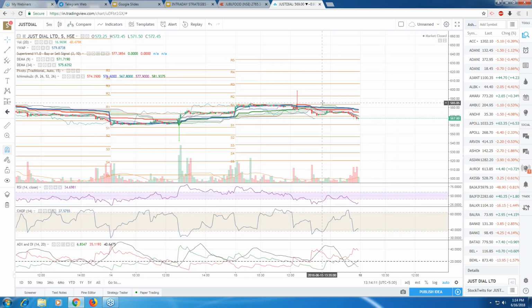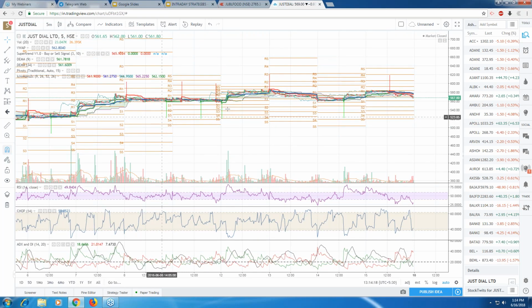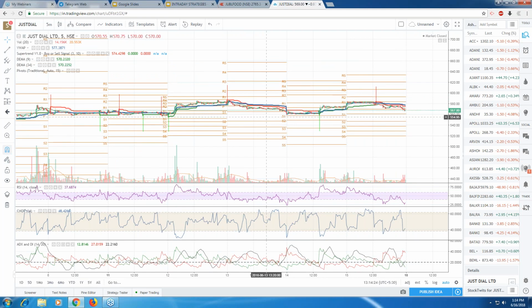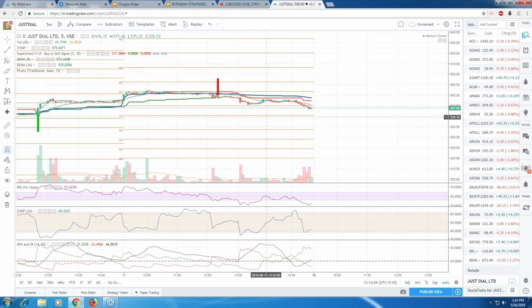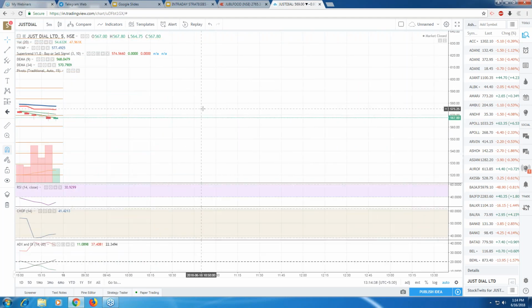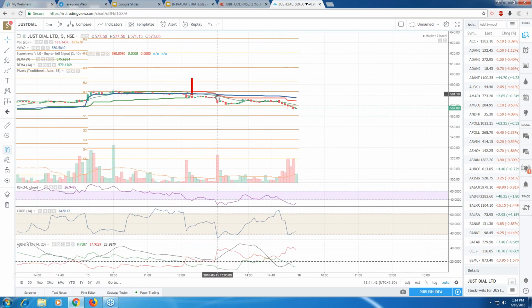So now let's see. Let's do one thing. For the moment, what we will do, I want to just remove Ichimoku, right? We'll add it on later here. This could be our setup also, a very simple setup, right? Now, see, this red one is super trend and the blue one is the VWAP, right?